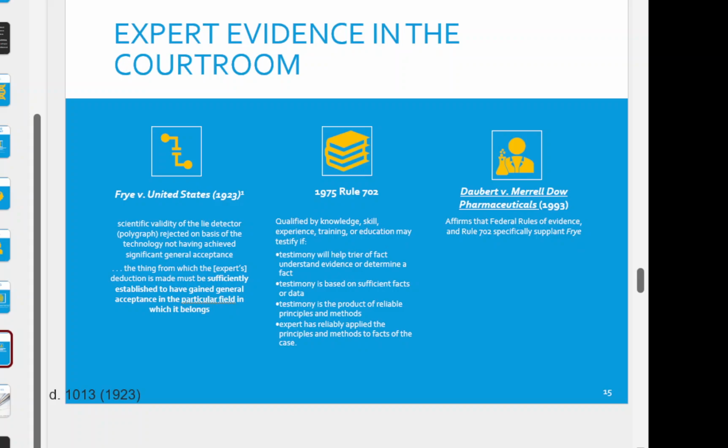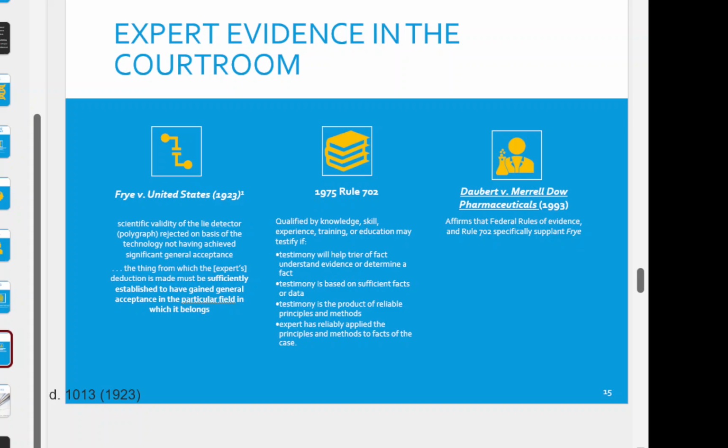Now, this new standard emphasized additional factors such as whether the expert's methods can be tested, whether the methods have been peer-reviewed, and whether they have a known error rate. So after Daubert, Rule 702 was amended in the 2000s to incorporate these rigorous standards for admissibility.